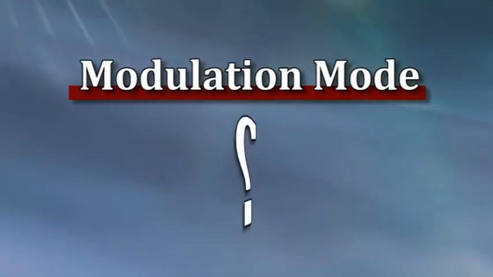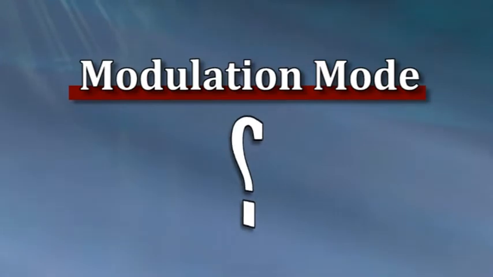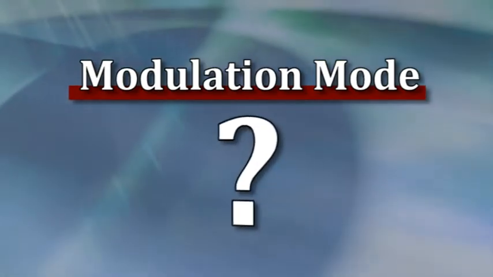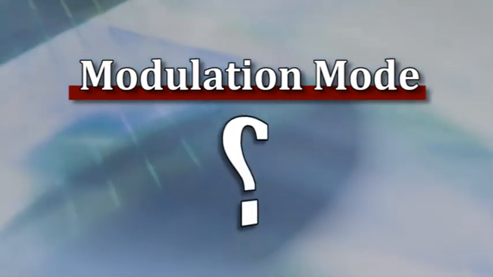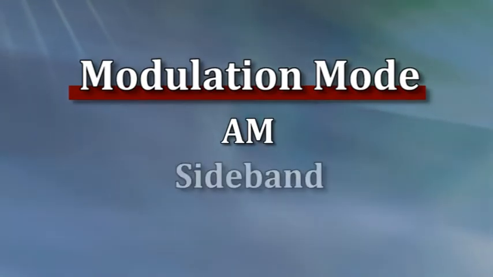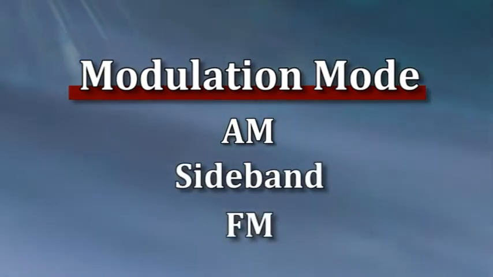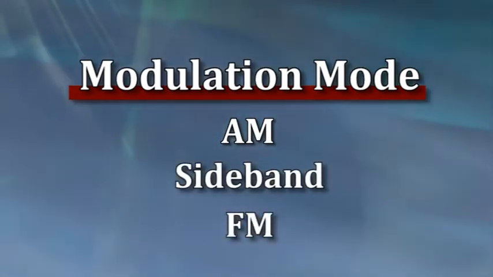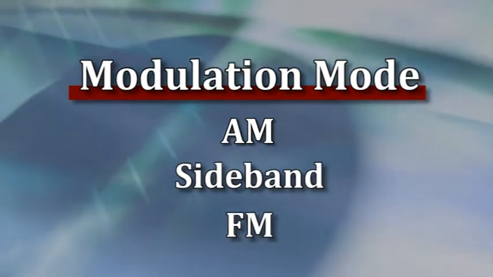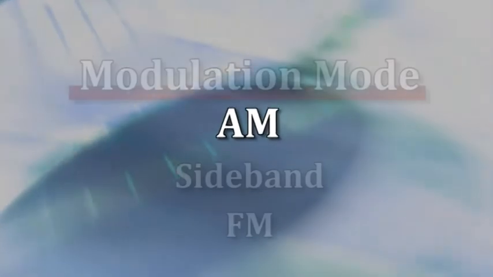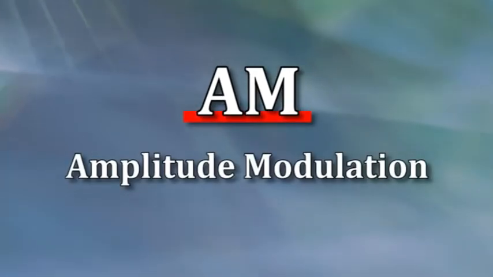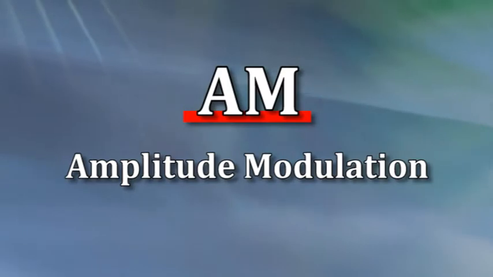Now let's apply mode to a technical concept of amateur radio, modulation. In this case, the mode defines a specific type of carrier modulation. As amateur radio operators, we mainly need to focus on three types: AM, sideband, and FM. We won't go into why we would use one of these modes over the other in this video. For now, let's just concentrate on what the modes are. Let's start with AM. AM, or amplitude modulation, means exactly what it says.